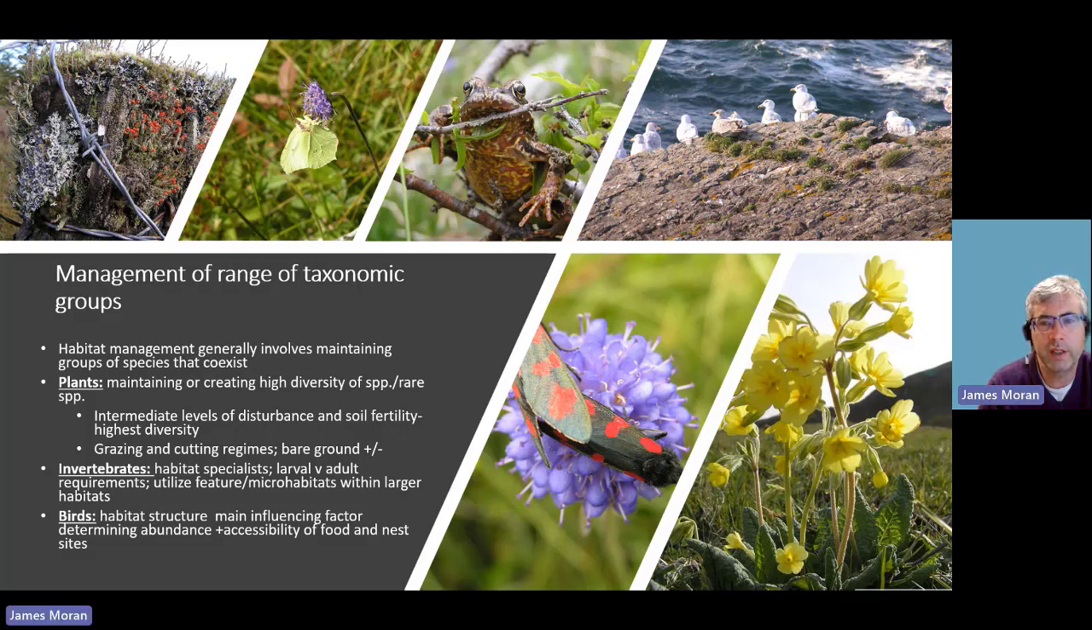Certain rare species of invertebrates are habitat specialists, and their larval and adult life stages further complicate the situation by having different habitat requirements. Due to their size, invertebrates generally utilize certain features or microhabitats within larger habitats. So diversity within a habitat creates a broader range of conditions supporting a greater diversity of invertebrate species. For bird species, habitat structure is a major influencing factor in terms of habitat suitability, determining the abundance and accessibility of both food availability and nest sites.